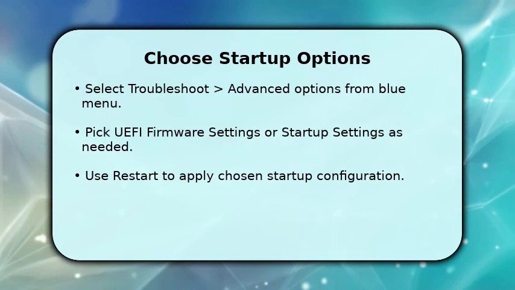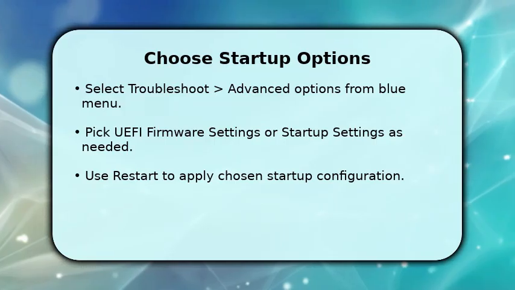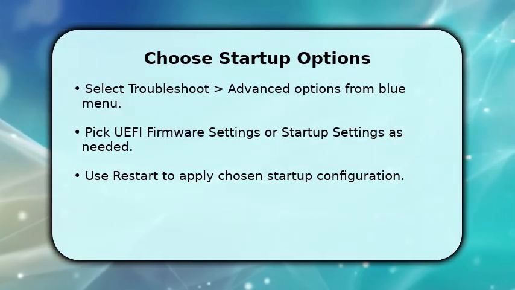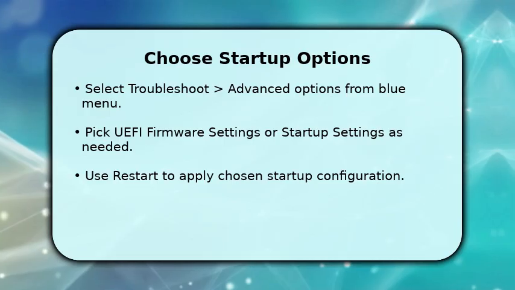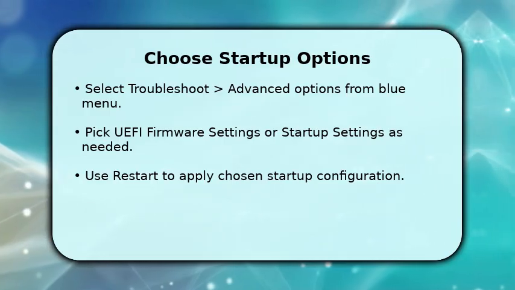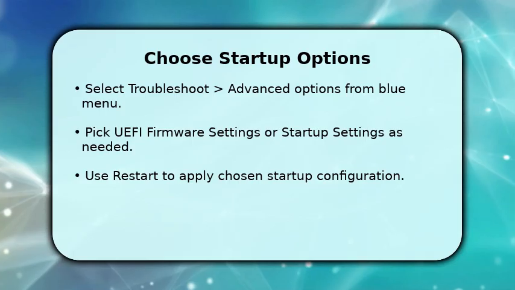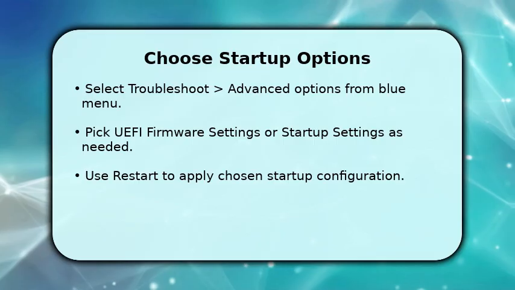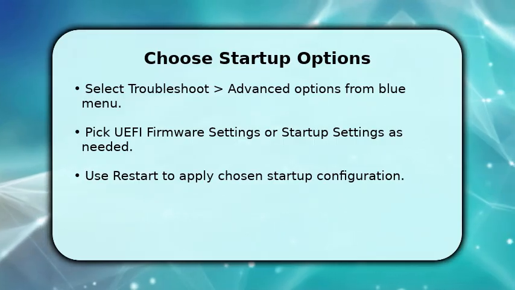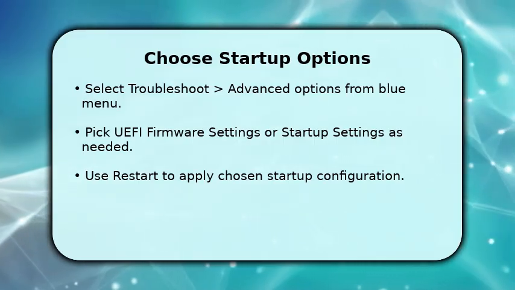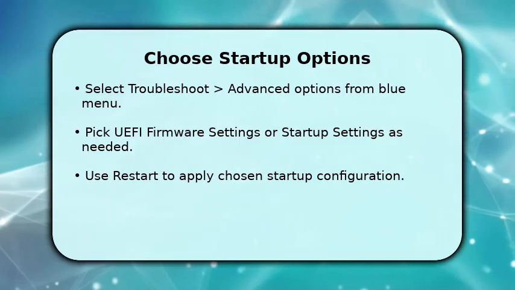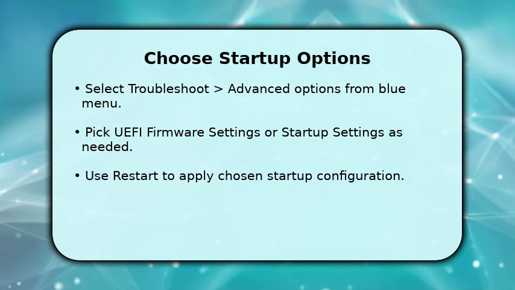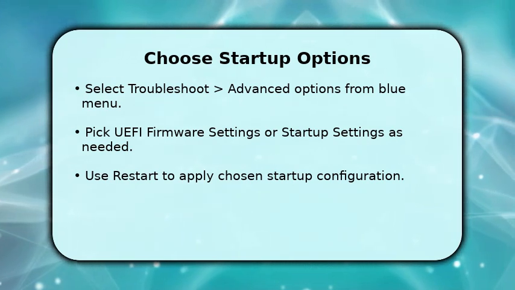You'll find Advanced Options. This is where you select either UEFI firmware settings to change firmware boot order or startup settings to access safe mode and other startup behaviors. If you need a one-time boot device like USB or DVD, select UEFI firmware settings and reboot into BIOS/UEFI to change the boot priority. Otherwise, use Startup Settings and press Restart. Make sure to note which option you picked because the system will reboot immediately into that environment.